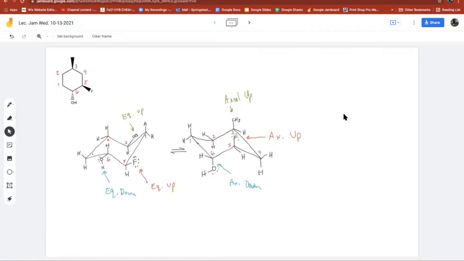Okay. So these are in equilibrium. And I want to know, does the equilibrium have an equal amount of both chairs, or do I expect to have more of one and less of the other? Another thing too, I want you to do this on your own. Make a model of this. Do chair flips with your molecular model kit.